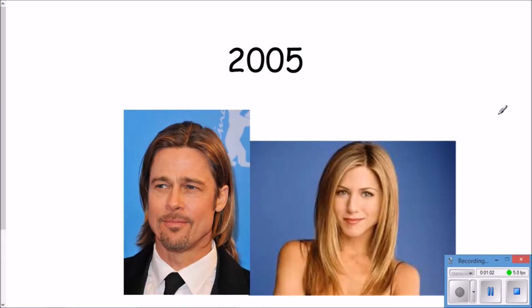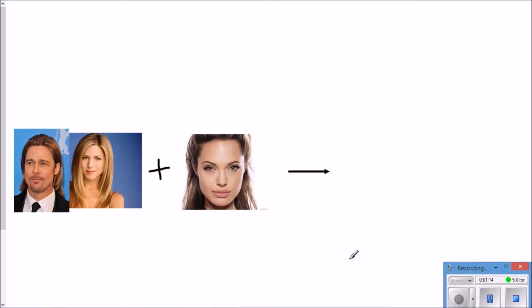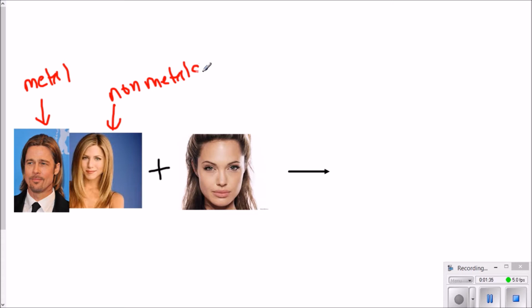We have to go back in time to 2005 when Brad and Jennifer were an item. Well, as a matter of fact, they actually weren't an item after 2005 because the following happened. This lovely lady right here is Angelina Jolie, and if you recall, something happened in their relationship on the set of a movie.